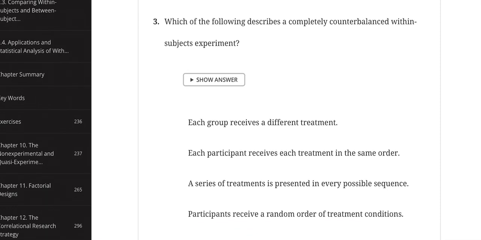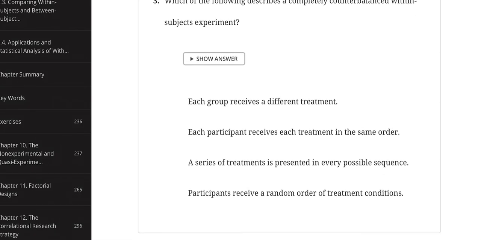For number 3, which of the following describes a completely counterbalanced within subjects experiment? Again, if you look through these answers, if each group is receiving a different treatment, that is a between subjects design. That's not even a within subjects design. So that first answer cannot be correct. If each participant is receiving each treatment in the same order, then it is not counterbalanced. That's the whole thing we're trying to fix, right? If they're all receiving it in the same order, there's going to be order effects potentially, right? So it's not the second answer.